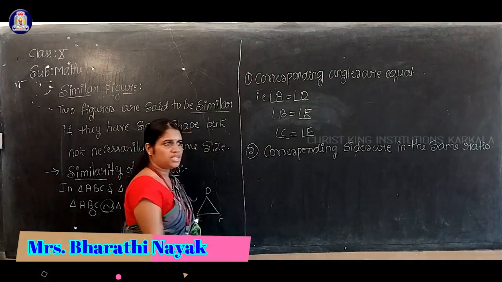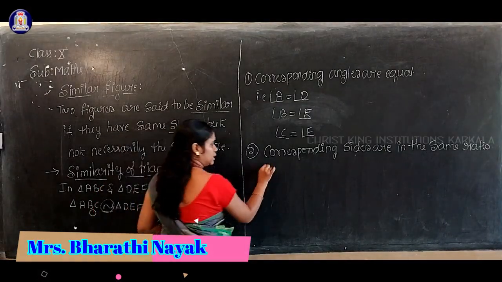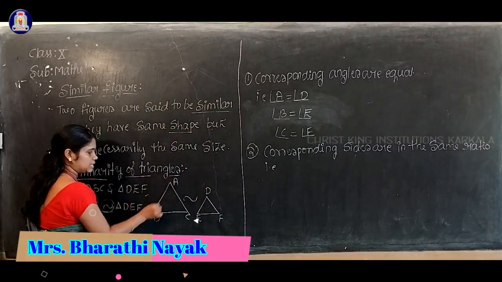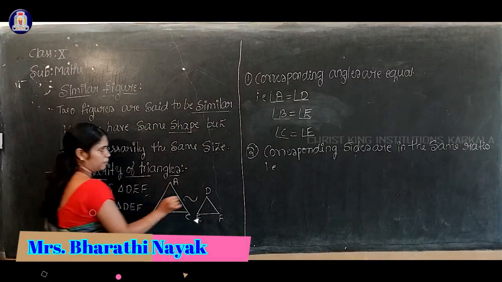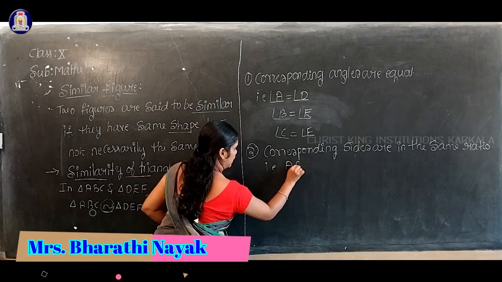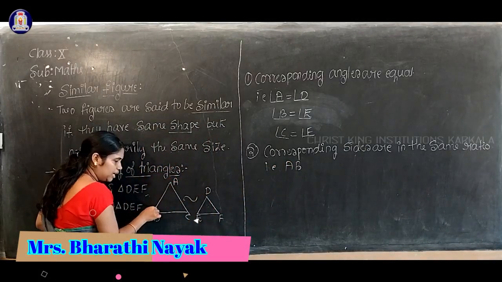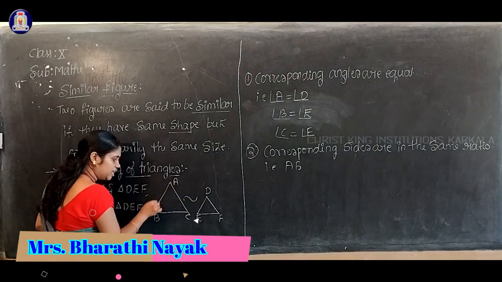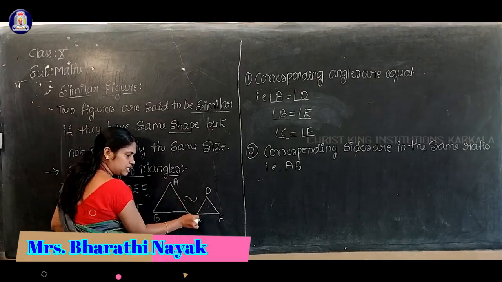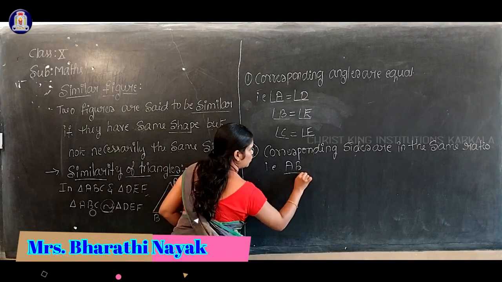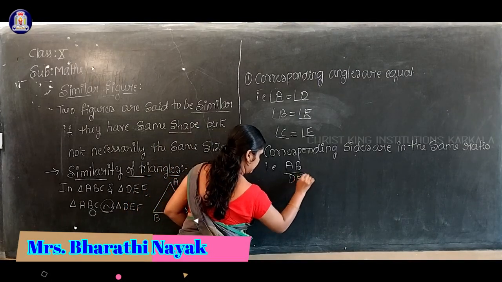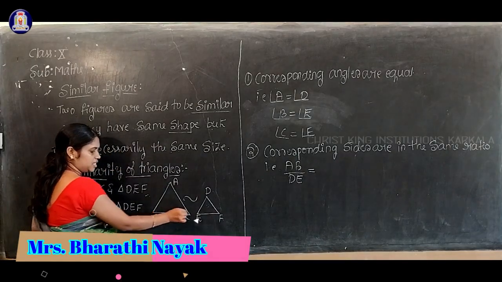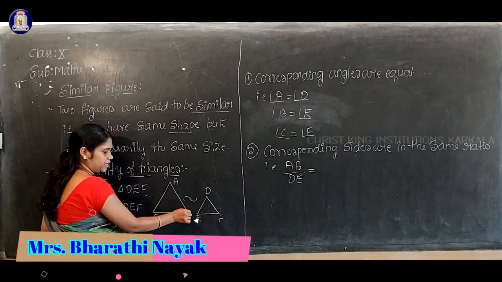Okay, so what is the meaning of this? Side AB, I'll consider this as your side AB. For the side AB, what is your corresponding side here? For the side AB, your corresponding side is DE. So AB by DE equal to, first, now consider the side BC.